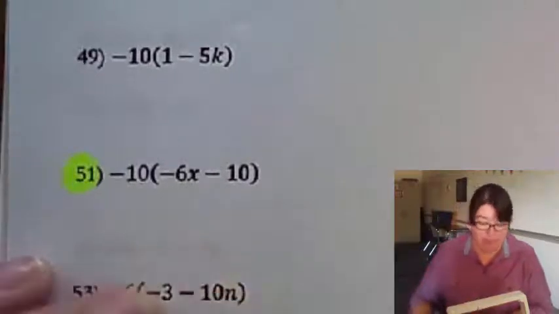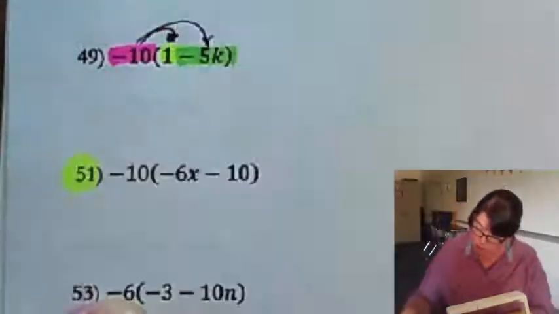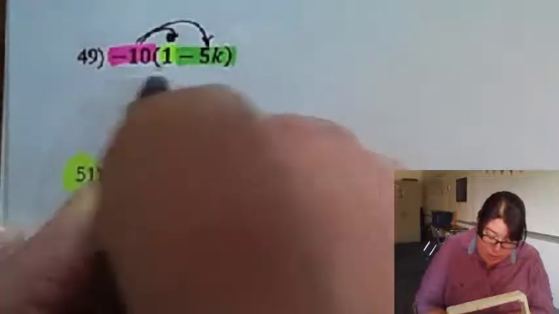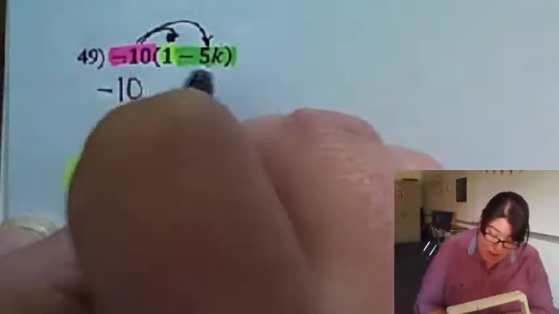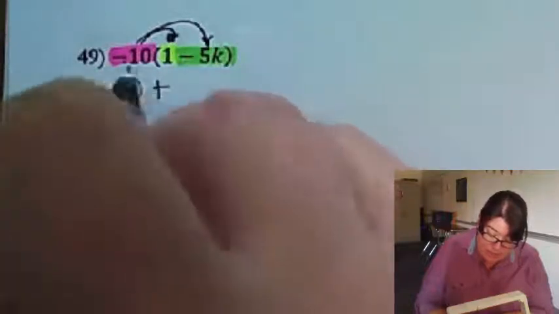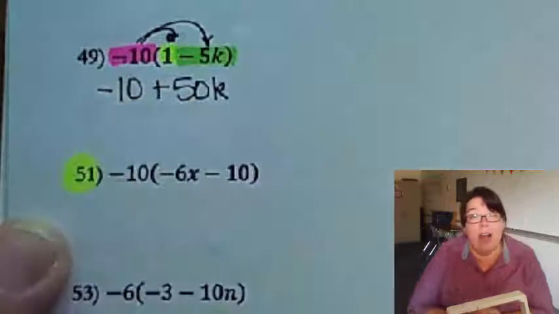49 and 50. All right, so I'm going to distribute here and distribute here. And you can color code if you want to, just to kind of keep everything straight. There we go. Okay, so -10 times 1 is -10. -10 times -5, well, a negative times a negative is a positive, and 10 times 5 is 50. And the k is still being multiplied, so I added it into that term as well.